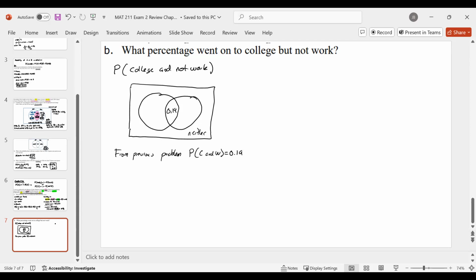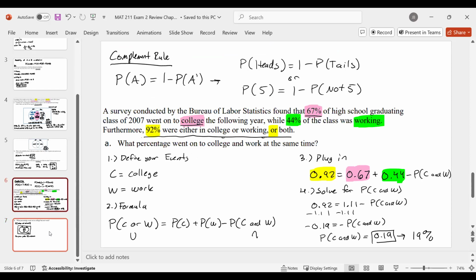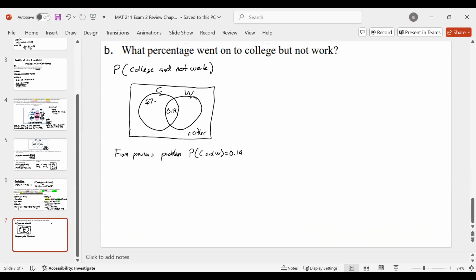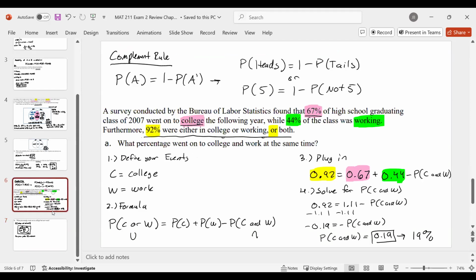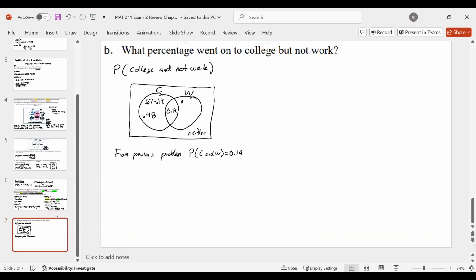And so the college and work, so they told me college was 67%. So 67 minus 0.19 is equal to 0.48. And then for work, it was 44%. So 0.44 minus 0.19. And if we do that, we get 0.25, like that. And so from there, college and not work.